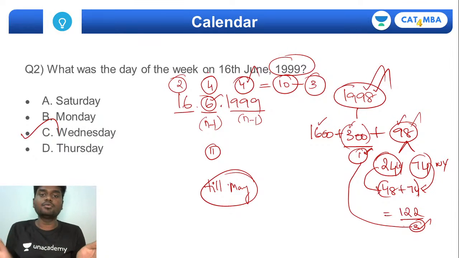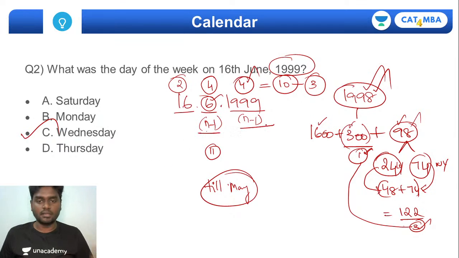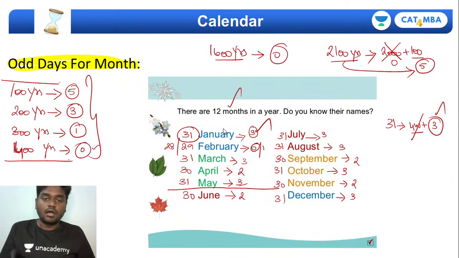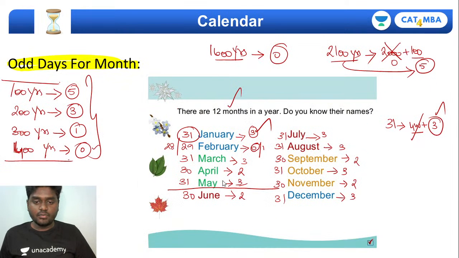So till May month you need to take. So that is why you do the n-1 for the years and the month. Okay. So if you do so for month, you will be getting 4 odd days. That is, if you try to add the number of odd days from January to May, try to add all the odd days.